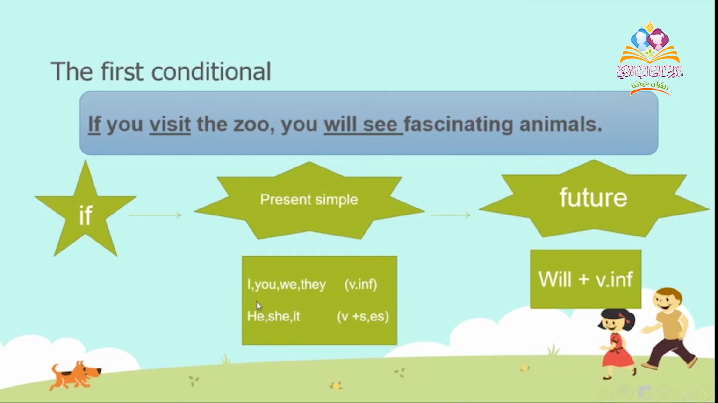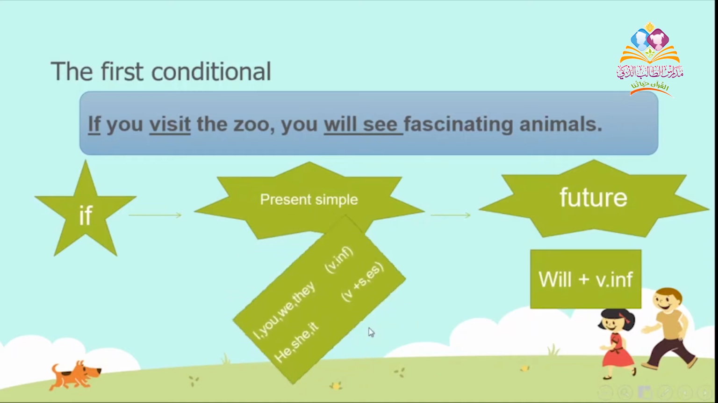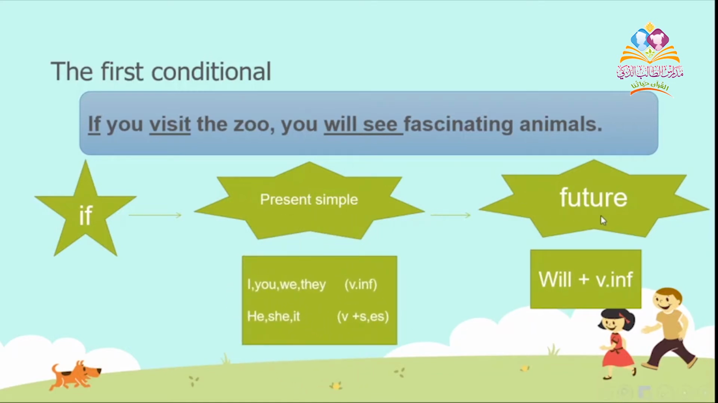If we make a quick revision about present simple, I, you, we, they should be verb in infinitive. But he, she, it should be verb with s or es. Also, the future should be will plus infinitive.